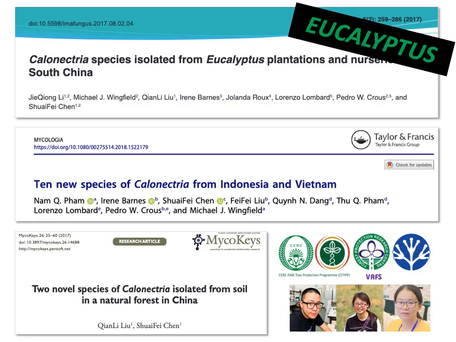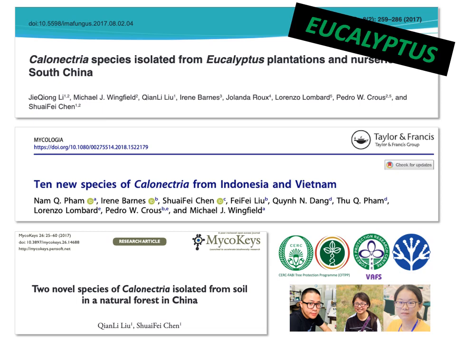Our second example is Calonectria, well-known pathogens of eucalyptus in plantations and nurseries. In just the last few years, 20 new species have been described by 3 of our PhD students on the bottom right-hand side. These 2 examples emphasize the amount of unknown biodiversity there is out there and the potential pathogen threats that are beyond our borders.